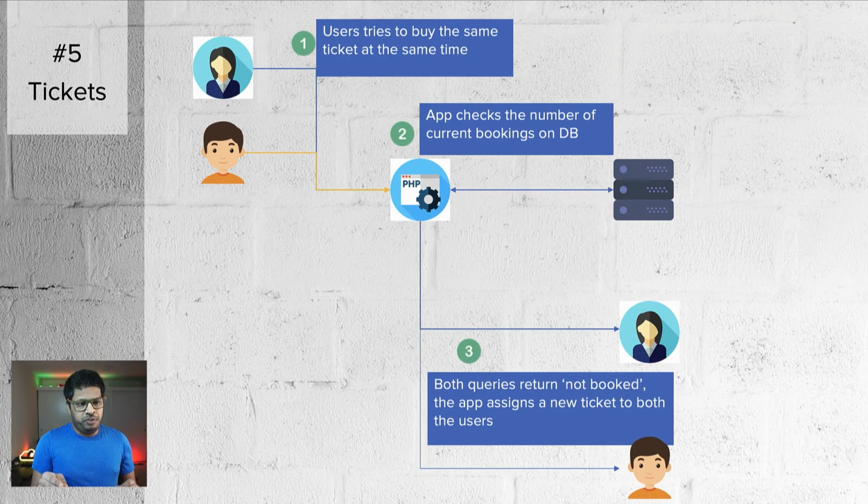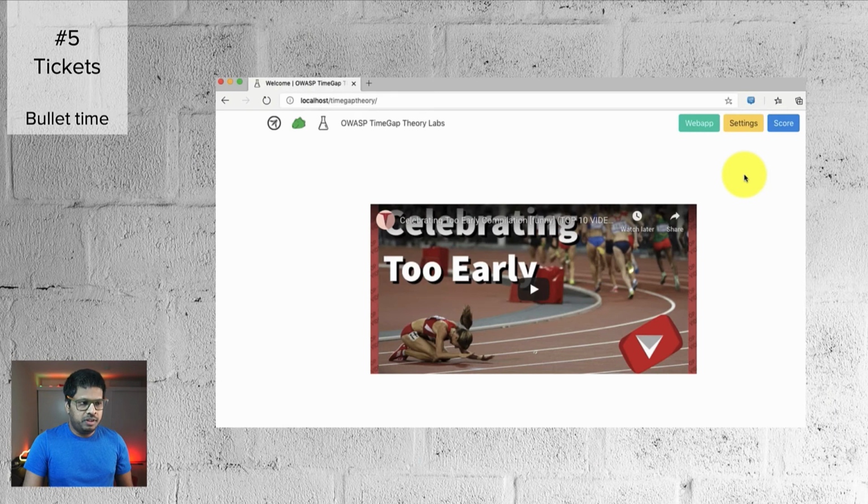Now, what if 2 users or more than 2 users try to buy the same ticket at the same time? The app will check the number of current bookings on the DB, and it will not find any tickets there since none of the users has purchased the ticket so far. The app will get that message, and it will create 2 tickets since there are 2 threads. If there are 2 more users, all of them will get the no bookings found message, and all the threads will create new tickets. Let's see if we can do that using the bullet time feature.